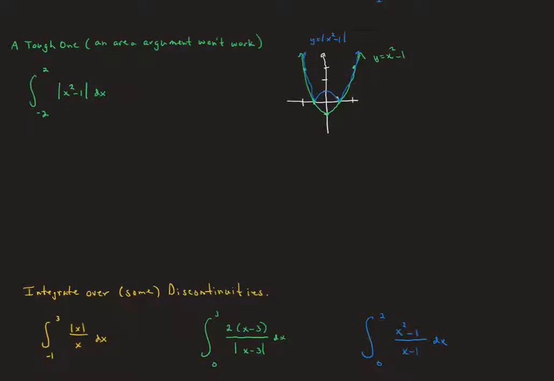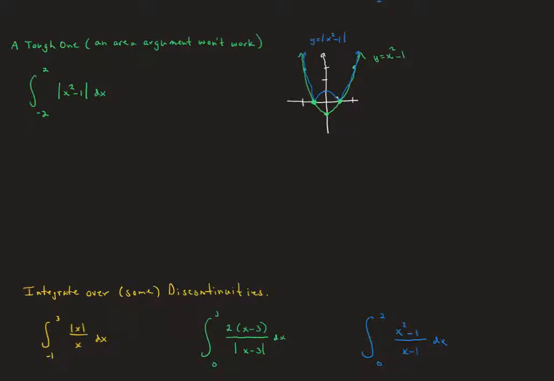Now, because this is a quadratic, we just can't do an area argument using this one. So let's look a little bit at what's happening. The green curve you see here is our parabola. That's the x squared minus 1. It's a parabola. It opens up. It's got a vertex at 0, -1. It crosses the x-axis at 1, 0, and -1, 0.